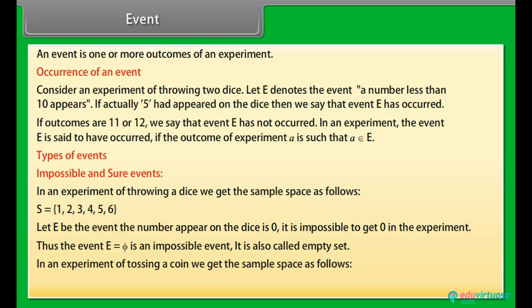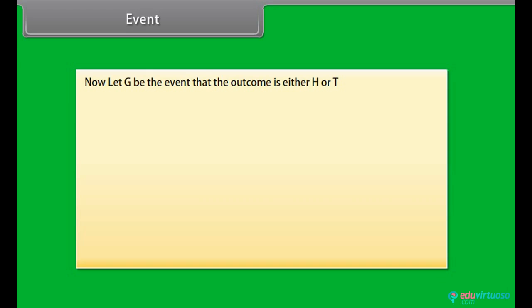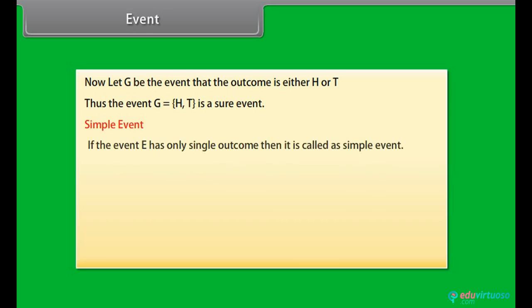In an experiment of tossing a coin, we get the sample space S is equal to {H, T}. Now let G be the event that the outcome is either H or T. Thus the event G is equal to {H, T}, a sure event. Simple event. If the event E has only a single outcome, then it is called a simple event.